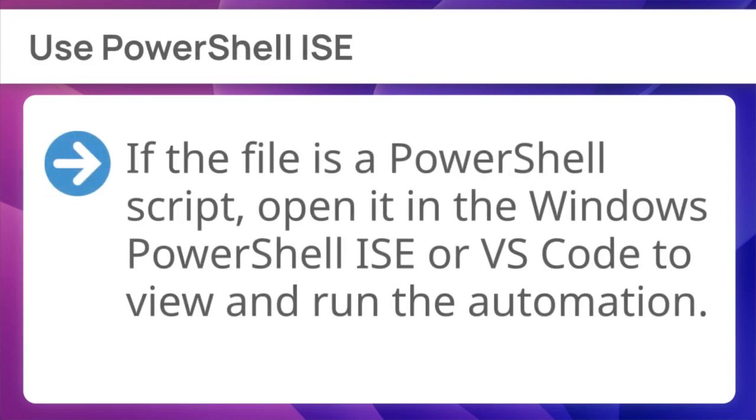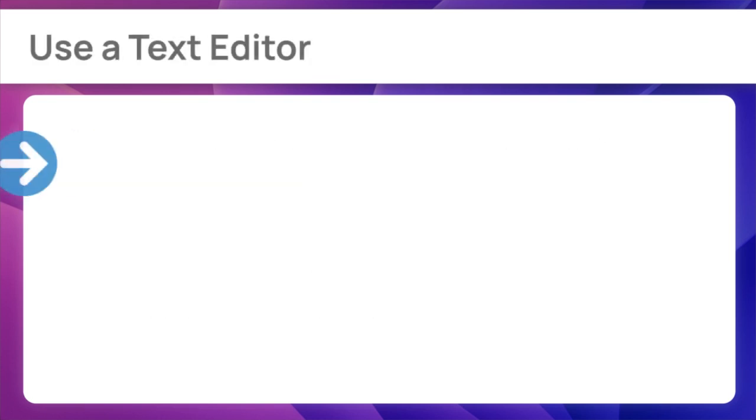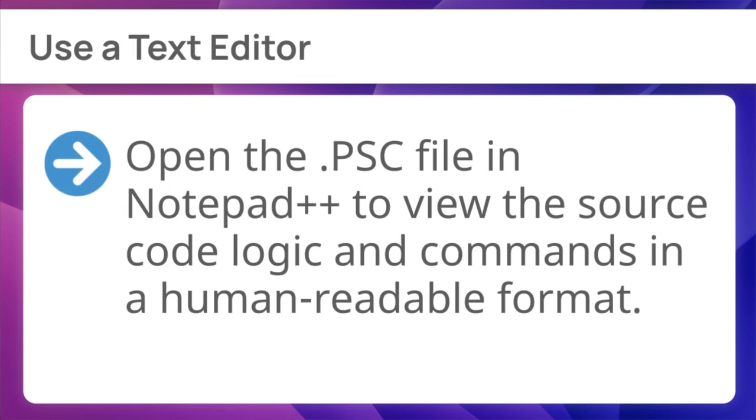If the file is a PowerShell script, open it in the Windows PowerShell ISE or VS Code to view and run the automation. Finally, use a text editor. Open the PSC file in Notepad++ to view the source code logic and commands in a human-readable format.